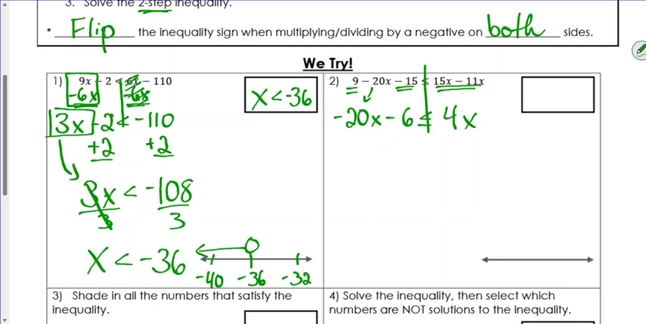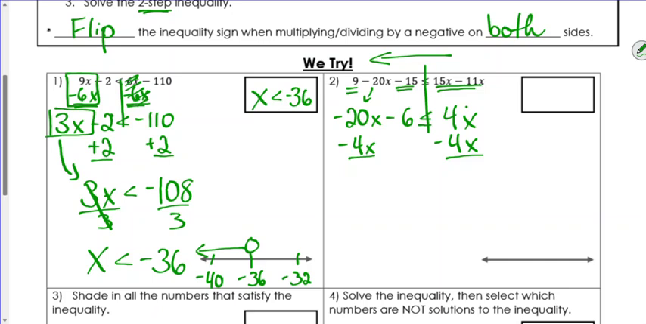Alright, now I see that I have a variable on the left and a variable on the right side. I want to bring them all to the same side. In general, I'm going to bring them all to the left side. So I want to bring my variables to that side. You don't have to, but I'm generally going to. So I want to think about, how do I cancel out this 4x? How do I get rid of that positive 4x? Well, I'm going to subtract it. I'm going to do the opposite of a positive 4x. I'm going to do minus 4x there.